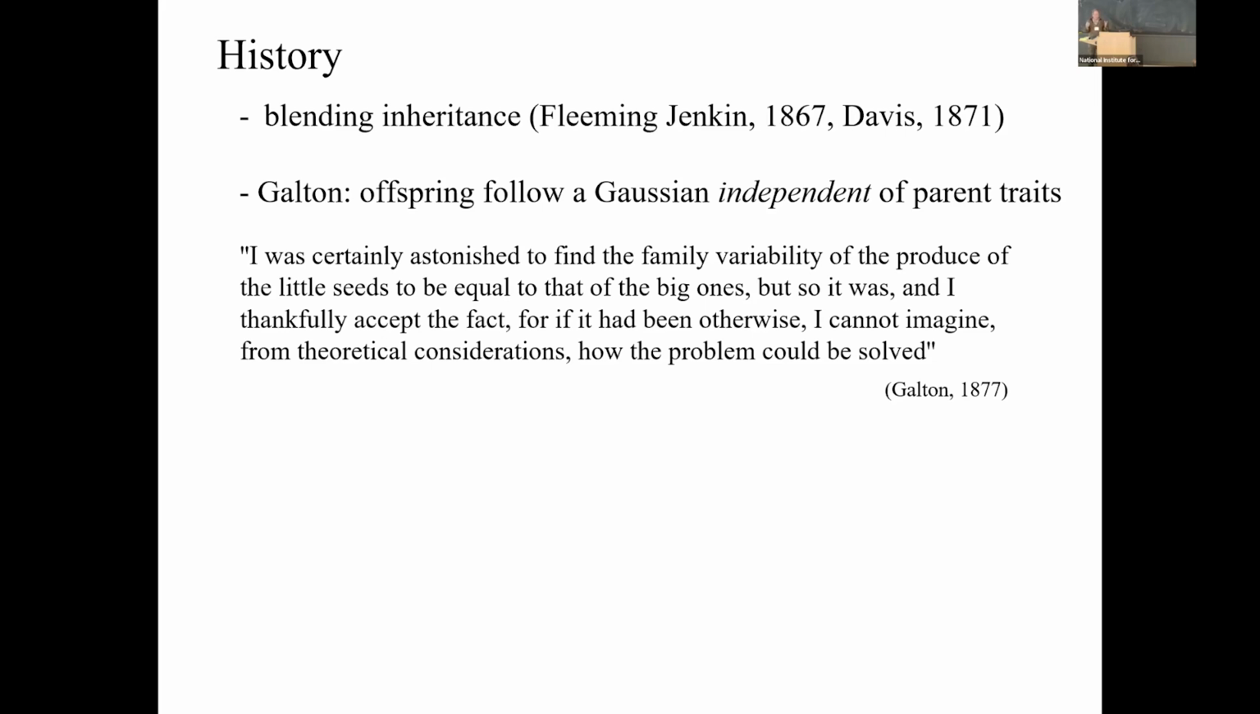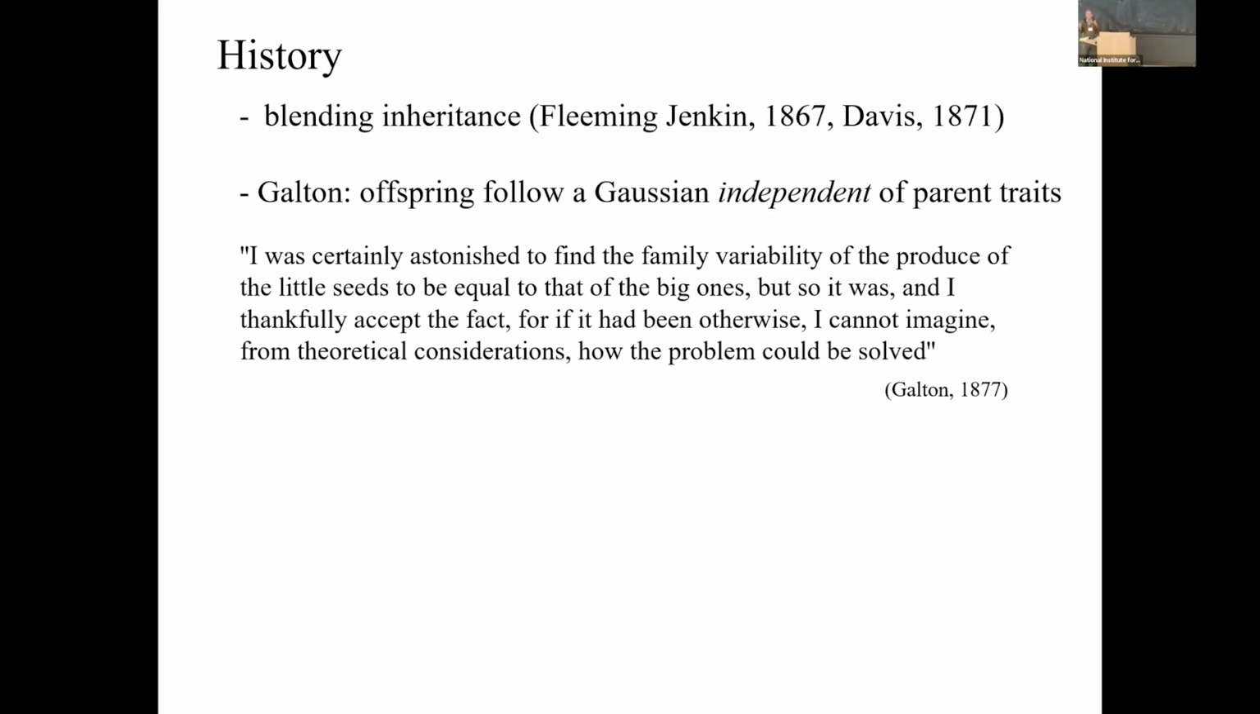But so it was, and I thankfully accept the fact, for if it had been otherwise, I cannot imagine from theoretical considerations how the problem could be solved. And what he meant there was that if there was some complicated relationship between the sizes of the seeds in the parents and the offspring, it would really be a hard problem to disentangle. But actually, he could just take that variance amongst offspring as fixed, and he actually did calculations on the equilibrium between stabilizing selection and recombination under the infinitesimal model, which were later done by Bulmer in the 70s, actually.